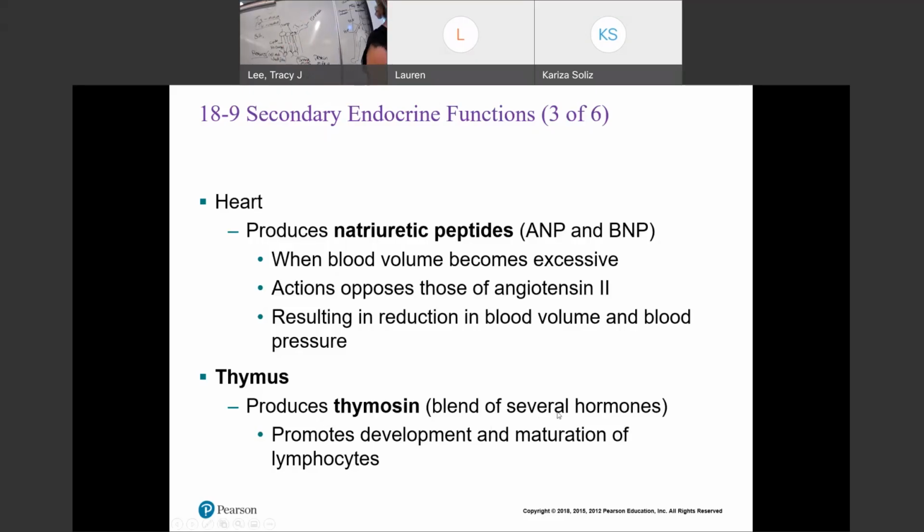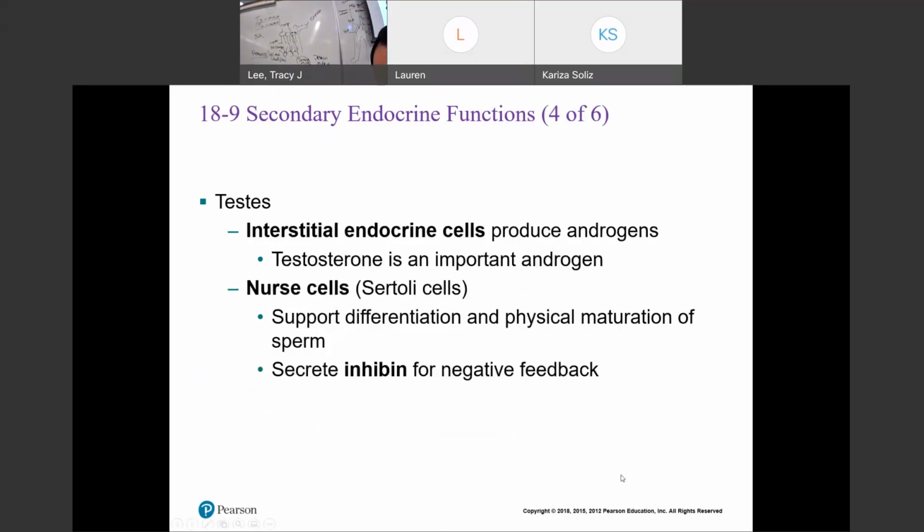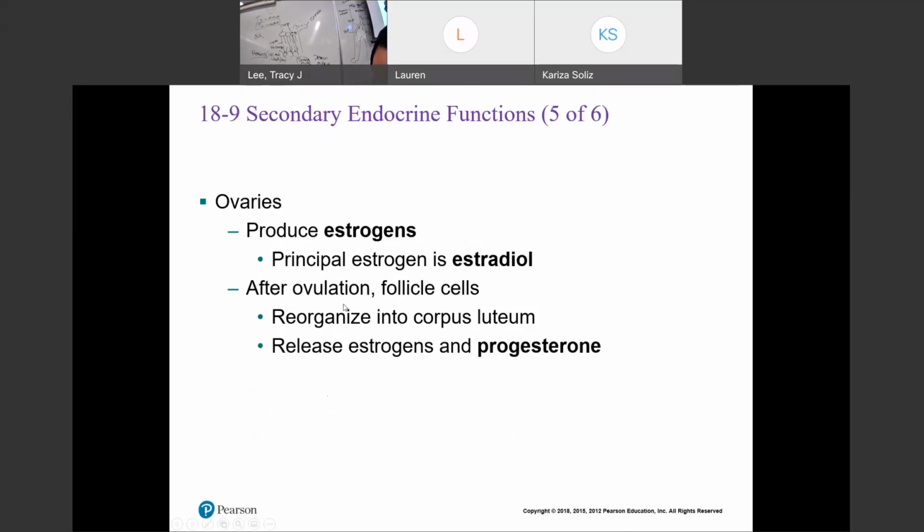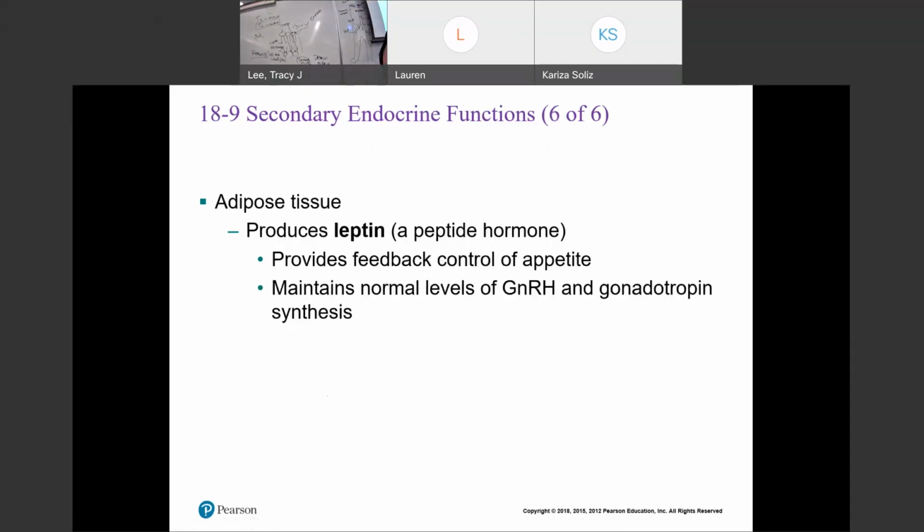Thymus, we said, does thymosin. Basically, what do you need to know about that? It says, hey, go mature T cells. So it's very tied to our immune system. Testes, all you need to know is it's going to produce testosterone. You don't have to know the nurse cells or any of that. Ovaries, just know they do estrogen. They also do progesterone and estradiol. You don't have to know any of those. Just know what they do. The big ones, estrogens. What do estrogens do? Secondary sex characteristics.